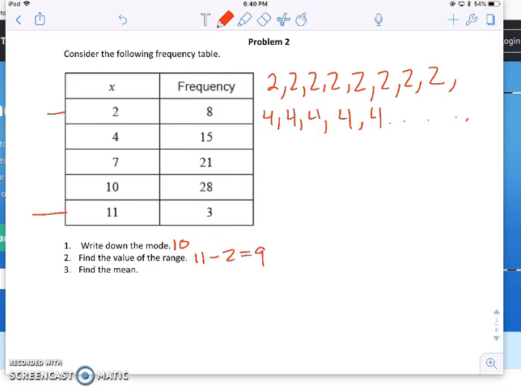Well, then we have to find the mean, and we all know mean is adding over how many we have and then dividing it by how many. So we have a lot of 2's there, and I don't want to list these. So how many times does 2 appear? Well, 8 times. So we know there's 2 times 8, because that's 8 times. 4 appears 15 times, plus 7 appears 21 times, plus 10 appears 28 times, plus 11 appears 3 times.